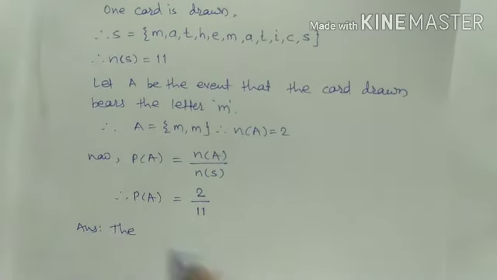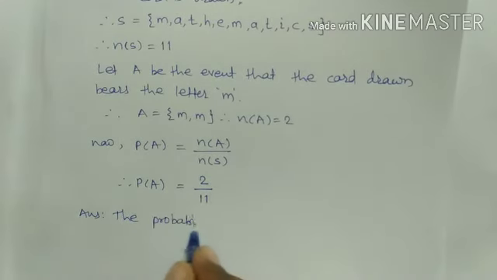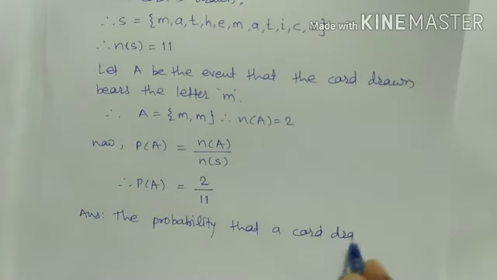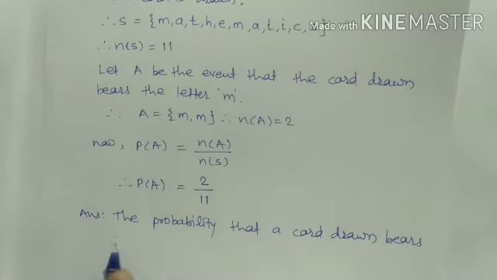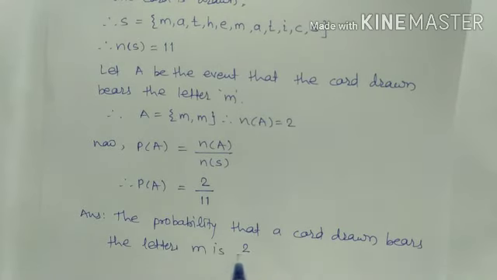See, that a card drawn bears the letter M is 2 upon 11. The probability of this event has come out as 2 upon 11.